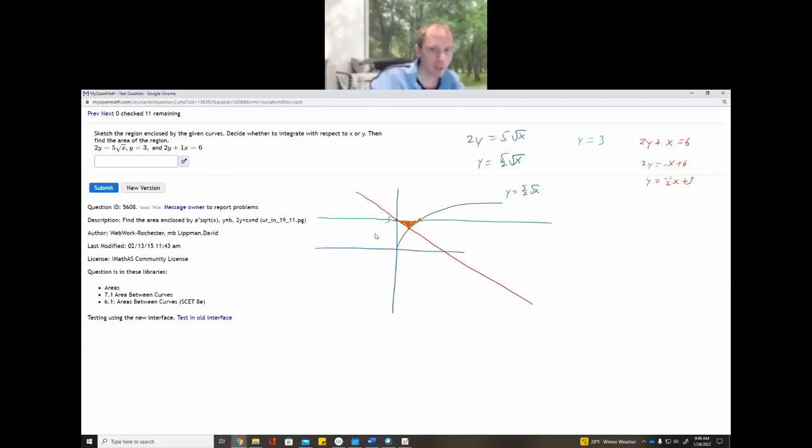I guess we could take a vote on which one you want to do. I'm not sure that it makes too much of a difference either way. But since I've already solved these for y, we could just stick with the y ones, although that one's more work. Either way, we're going to have to find this intersection point between my red curve and my blue one. So let's go ahead and solve for that.